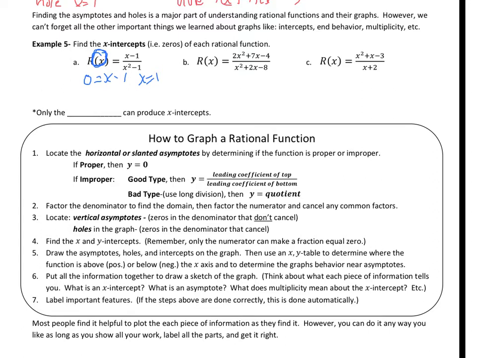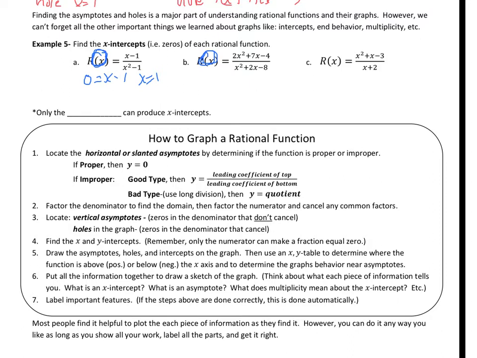All right, so part B then. Again, we make this 0. We multiply by the denominator, and what happens? It goes away, right? So, are we seeing a pattern here? If we want to find the x-intercepts, we just set our numerator equal to 0 and solve it. That's all we have to do.